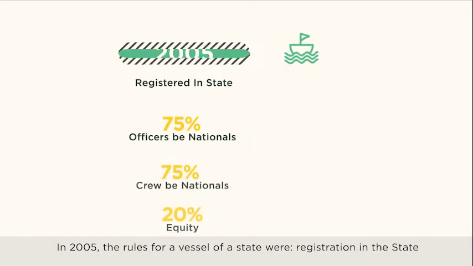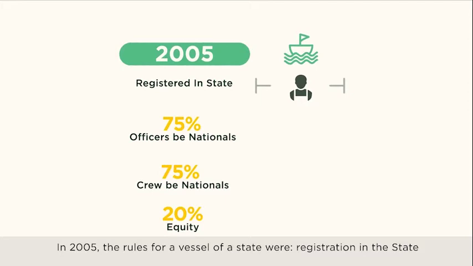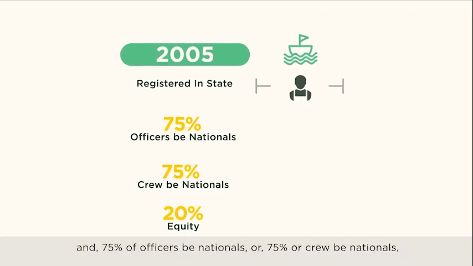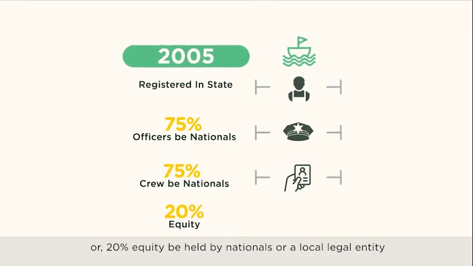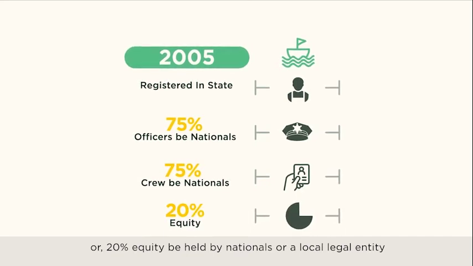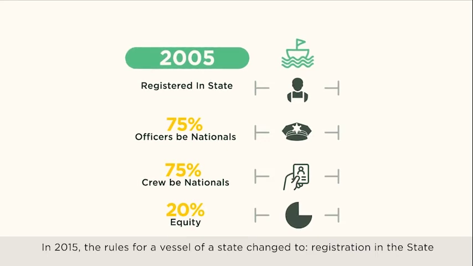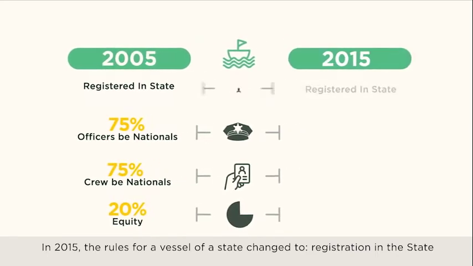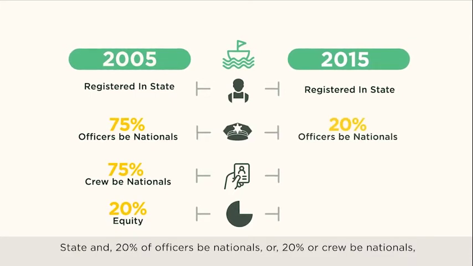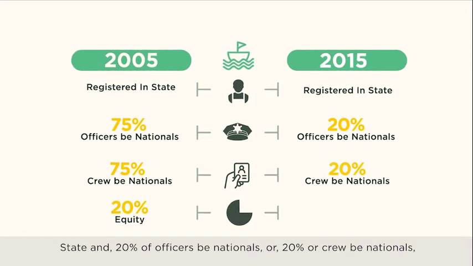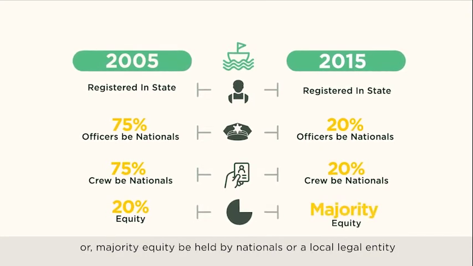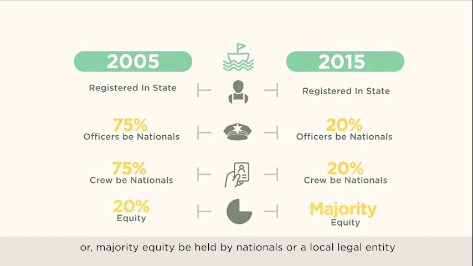In 2005, the rules for a vessel of a state were registration in the state and 75% of officers be nationals, or 75% of crew be nationals, or 20% equity be held by nationals or a local legal entity. In 2015, the rules for a vessel of a state changed to registration in the state and 20% of officers be nationals, or 20% of crew be nationals, or majority equity be held by nationals or a local legal entity.